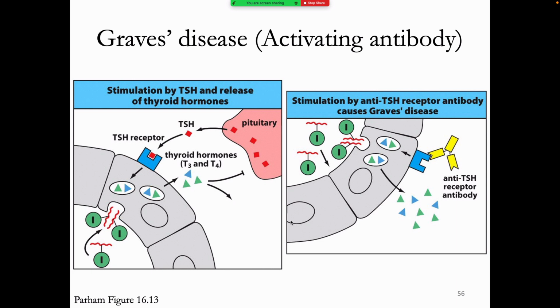So here, one of the ways we can see antibodies acting in some autoimmune diseases is that they turn on things that shouldn't be turned on. They are activating antibodies. Yep? Is Graves' disease the same as hypothyroidism? There are multiple types of hyperthyroidism. Graves' disease is one type.